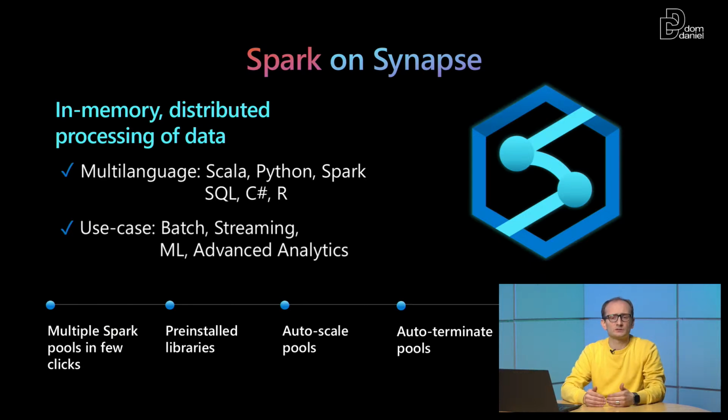And additional features that we have with Synapse: first, multiple Spark pools that we can run in a few clicks. You don't need to care about even the libraries that you need to install on your environment, because we have pre-installed libraries. And the next main feature that Synapse offers is auto-scale pools. So you can have pools that you don't run at the same time, and you don't need to pay for them, which allows you to save your money. And the next feature, which also allows you to save money, is the auto-terminate pool.